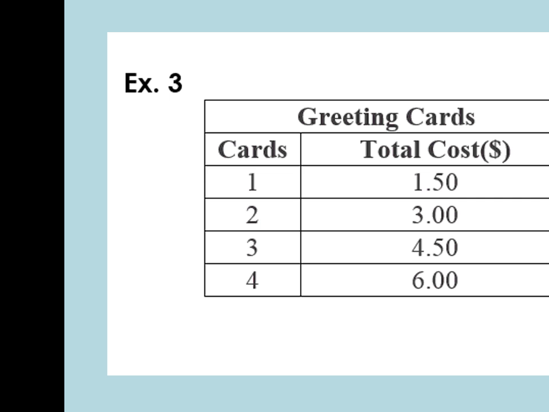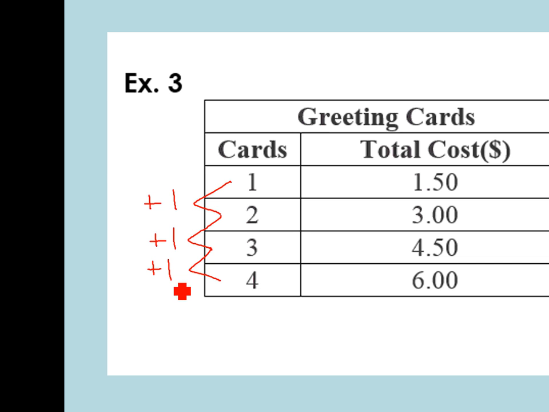For example 3, notice that we're not dealing with just x and y. We're actually dealing with cards and the amount of money for each card. So let's, like before, find the constant rate of change. So from 1 to 2, we would add 1. 2 to 3, add 1. And 3 to 4, add 1.